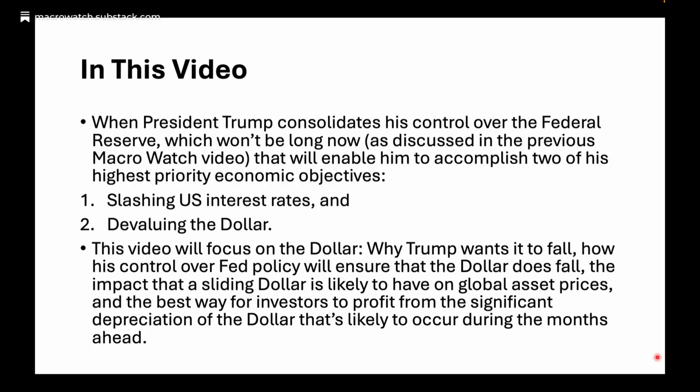This video will focus on the dollar, why Trump wants it to fall, how his control over Fed policy will ensure that the dollar does fall, the impact that a sliding dollar is likely to have on global asset prices, and the best way for investors to profit from the significant depreciation of the dollar that's likely to occur during the months ahead.